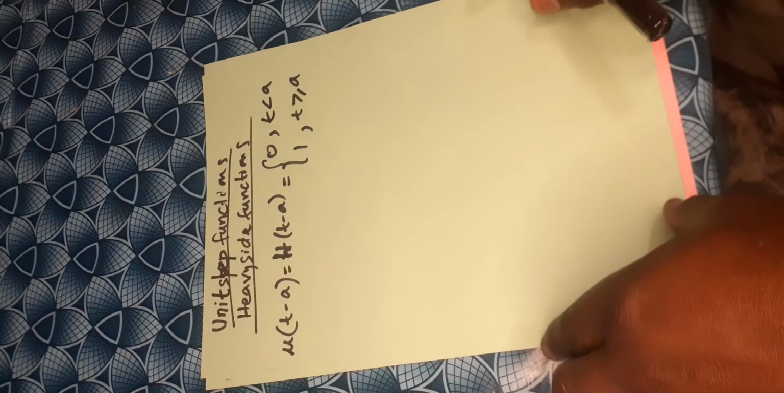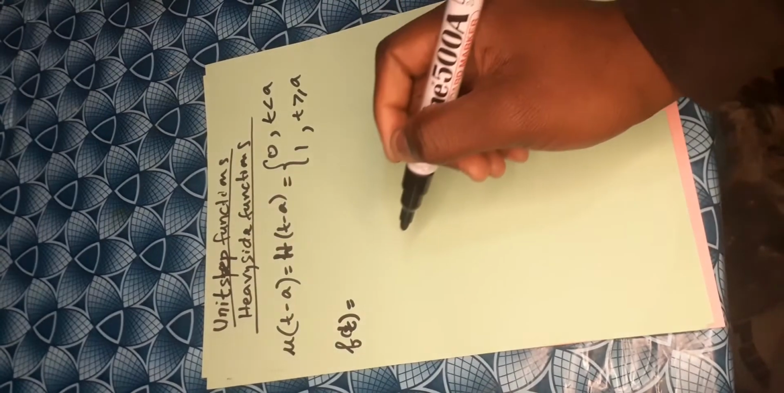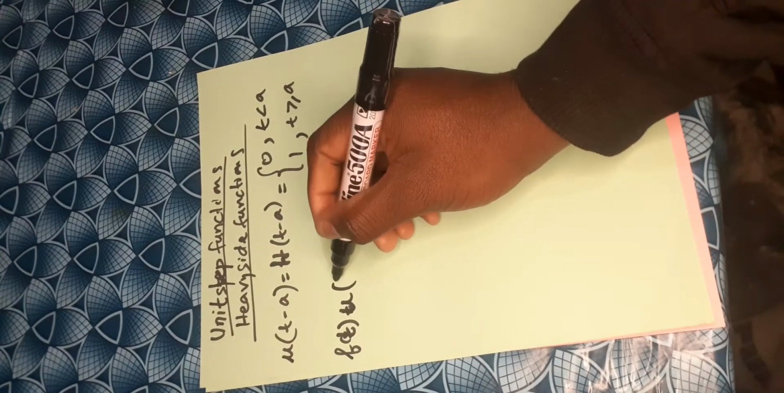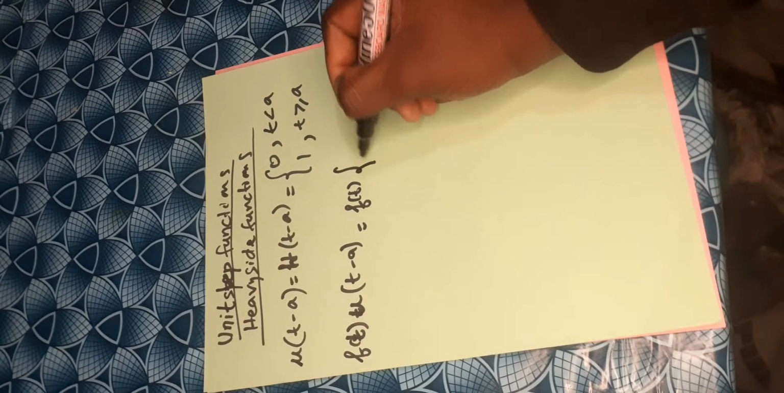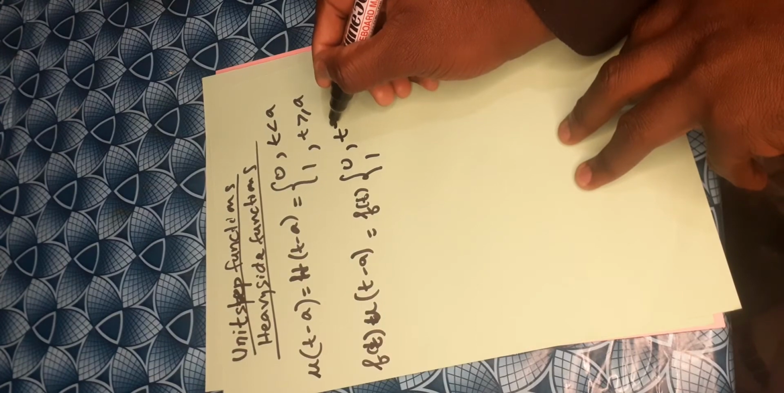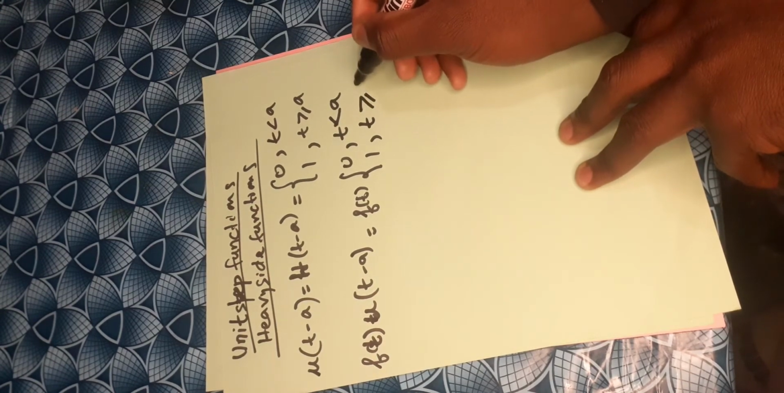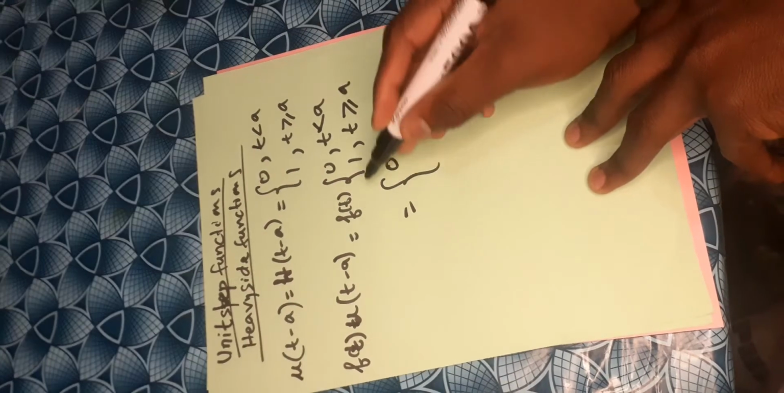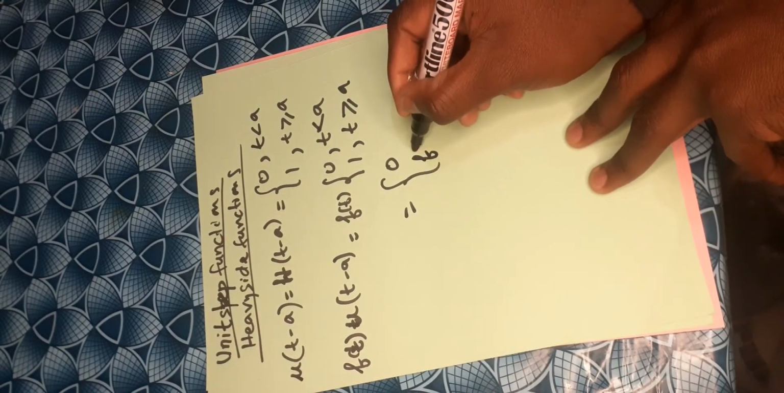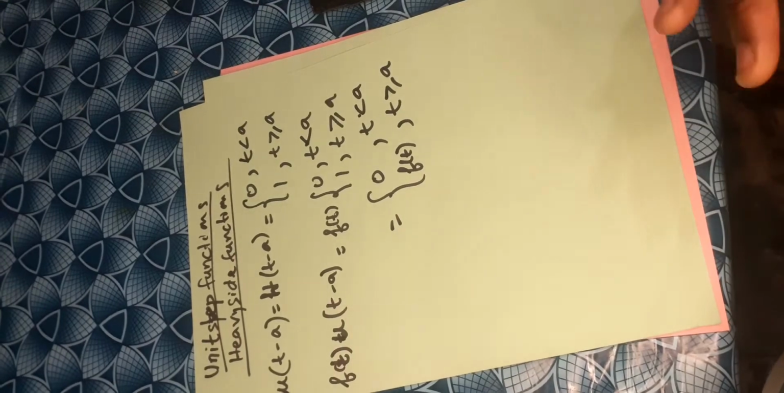So, for example, if I have a function f of t, because I'm in the time domain, f of t times u of t minus a, then our equation will be f of t, and this one doesn't change: 0 when t is less than a, and 1 when t is greater or equal to a. Then this becomes 0 times f of t, which gives you 0, and then I have f of t times 1, which is f of t. So the restriction remains as it is. If you know this, you are good to go, my dear.